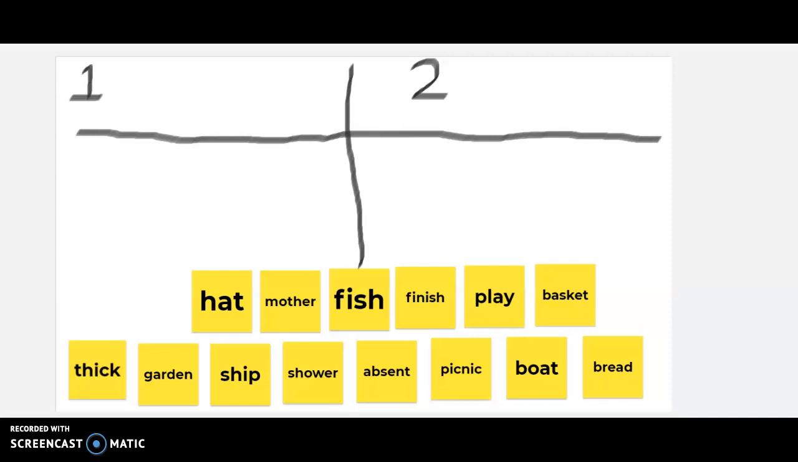All right, friends, today for phonics, we're going to be learning about something called syllables. I'm sure you've heard this word before. Syllables refers to the sounds or parts of a word that we hear. So let's look at the word hat.